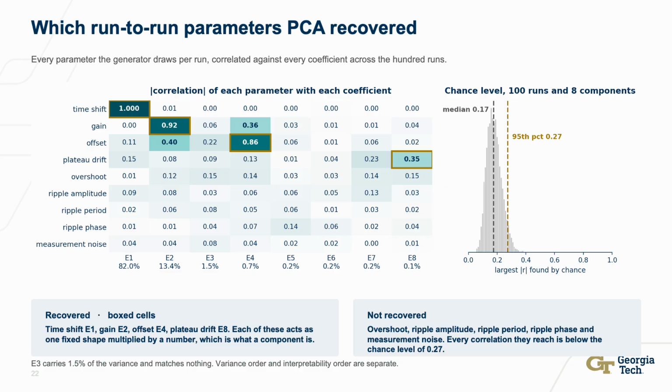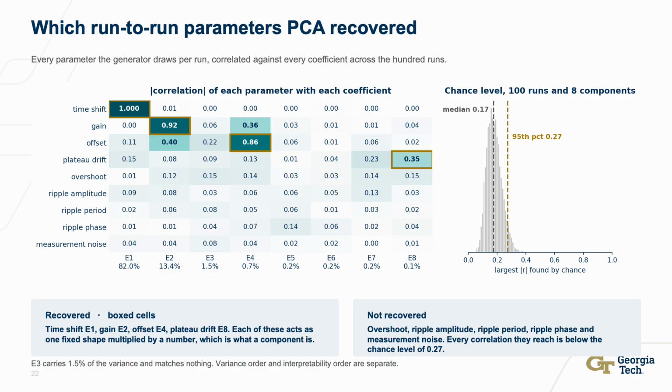With 100 runs, if you correlate a random quantity against 8 components and keep the best one, you get around 0.17 by chance, and the 95th percentile is 0.27. So anything below 0.3 is not evidence of anything. Boxed cells are the ones that clear it. 4 parameters clear it: time shift on E1 at 1.00, gain on E2 at 0.92, offset on E4 at 0.86, and plateau drift on E8 at 0.35, which is weak but real.